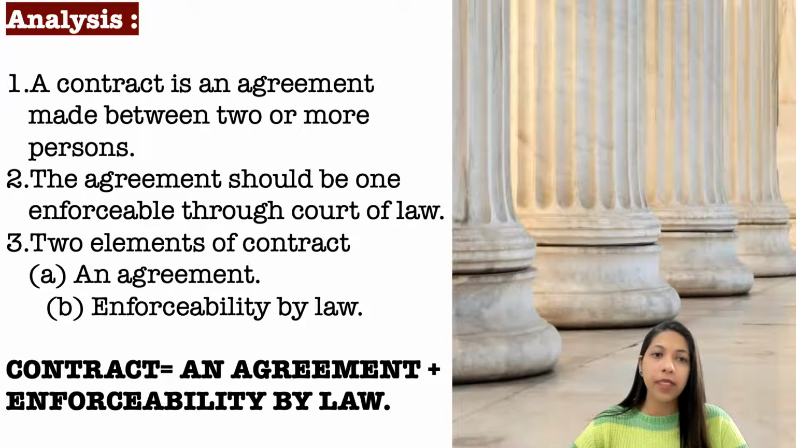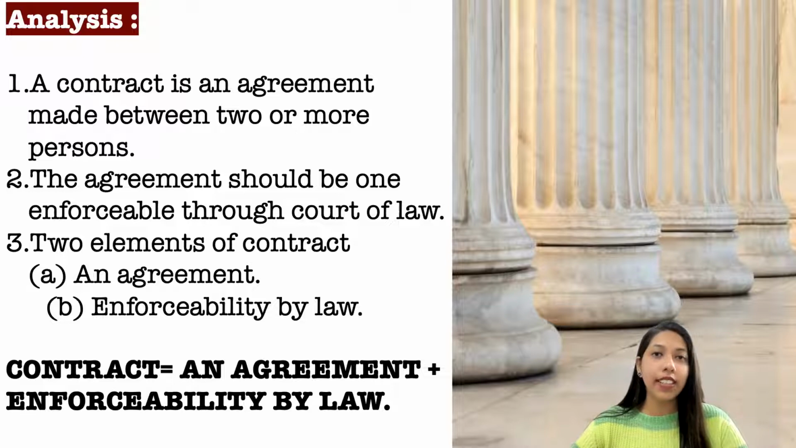Third point is there are mainly 2 elements. The first one is an agreement. There should be an agreement. Second one is it should be enforceable by law. So this is the analysis. This is how we could analyze this particular definition. And I'm going to give you a very simple equation for that. That is, contract is equal to an agreement plus enforceability by law.